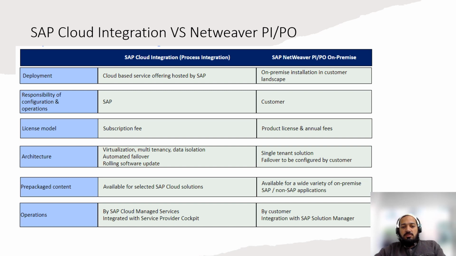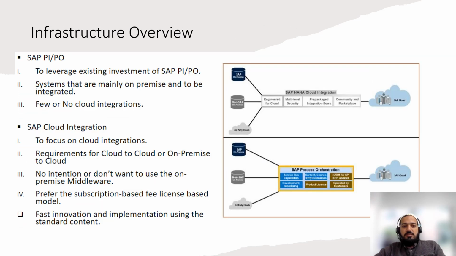Okay, so these are all different aspects of both. Now, the infrastructure overview, whatever we have seen till now. SAP PI/PO is to leverage the existing investment in PI/PO systems that are mainly on-prem, and to be integrated, few or no cloud integrations are present in the PI/PO. So the current architecture is to leverage the existing investment that the client is already using, and the main purpose is to support on-prem integrations.